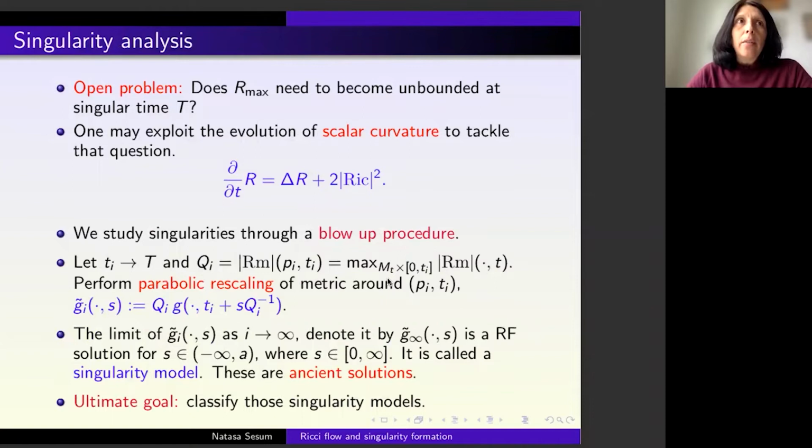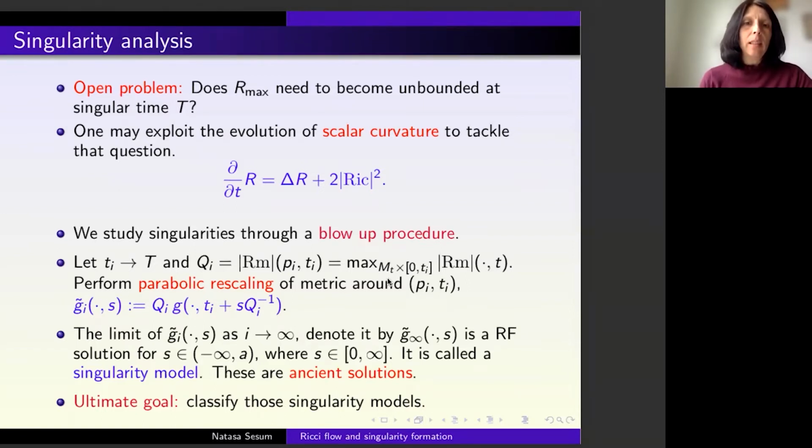So now we know that at the singular time, the norm of the Riemannian curvature has to blow up by the result of Hamilton. I proved that actually the norm of the Ricci curvature has to blow up. So the question is, and that's still an open problem, does the scalar curvature have to become unbounded at the singular time, capital T? That's still an open question. It's pretty hard. There are some partial results in that direction, but in order to tackle a question like that, you may exploit the evolution of the scalar curvature, which I wrote on this slide.